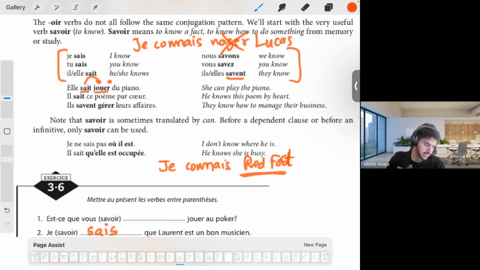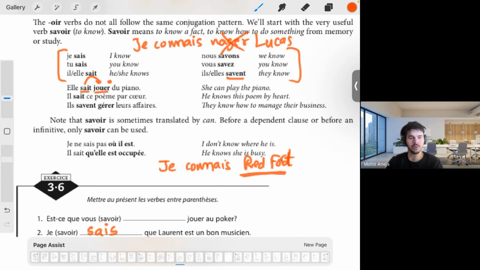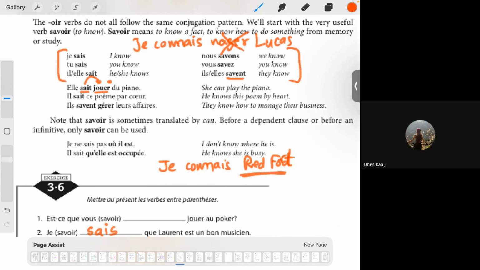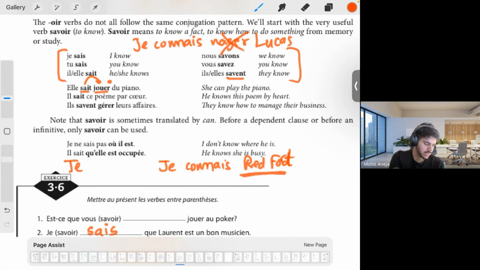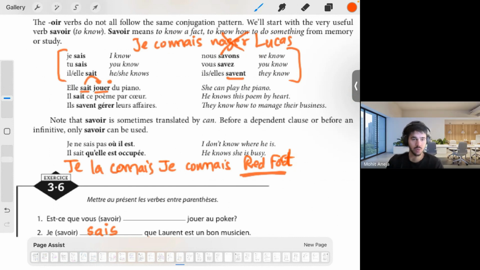According to this example, je sais qu'elle est occupée. I know that she is busy. But if I were to say I know her, how will I say that? Je sais, actually, no, I wouldn't use savoir at all. I would use connais. Je la connais. I know her. मैं उसको जानता हूँ. As in Hindi, I told you, the order is almost the same as French. मैं उसको जानता हूँ. Make sense?